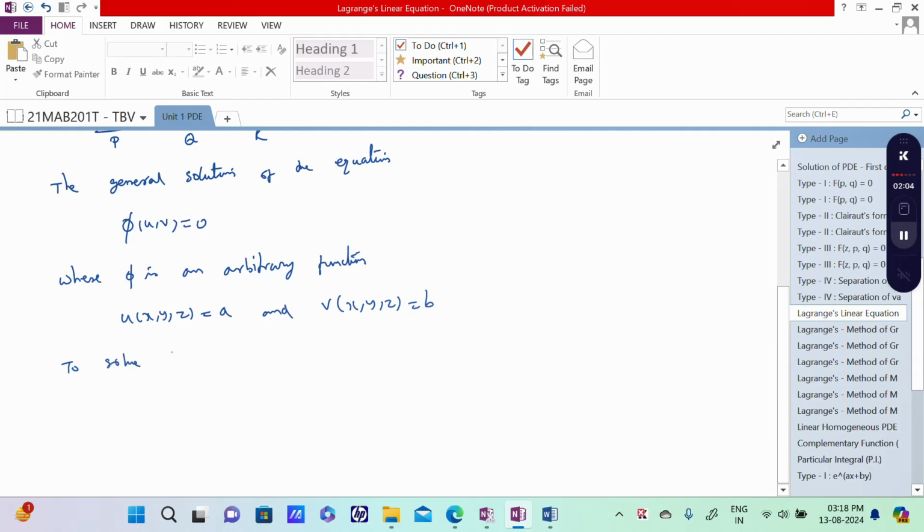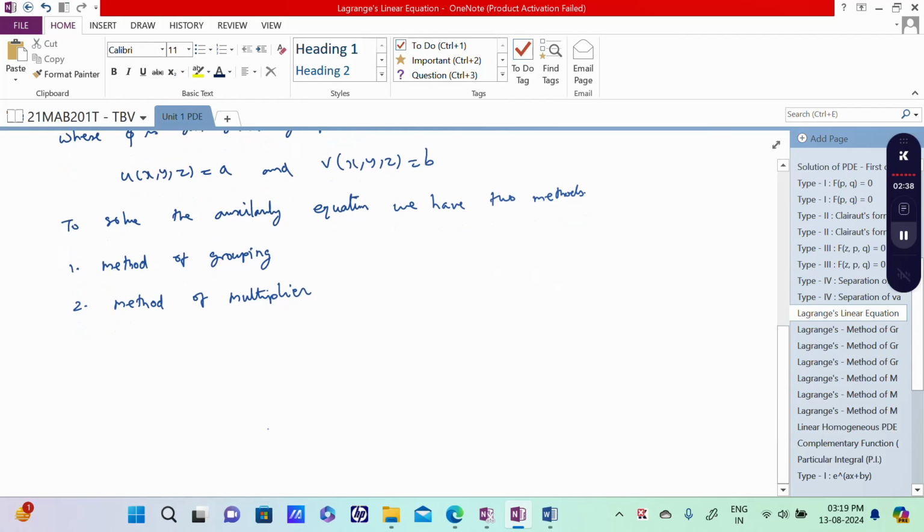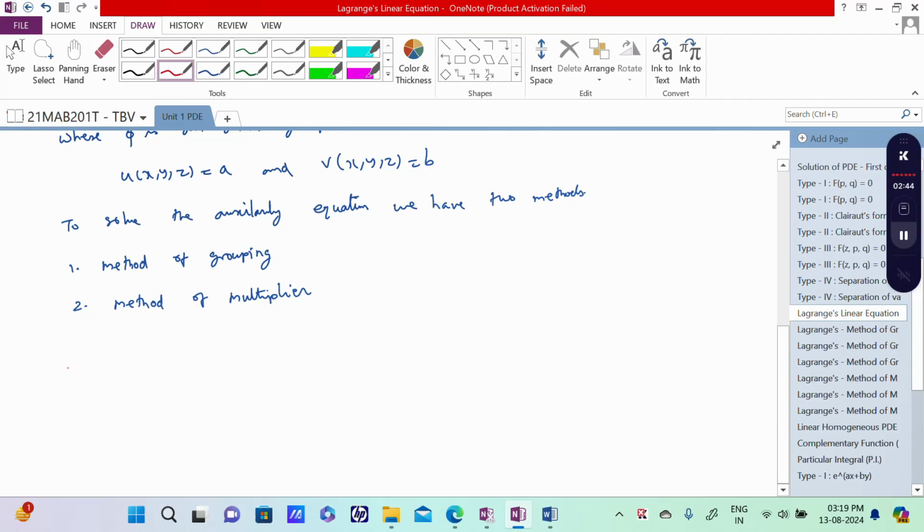To solve the auxiliary equation, we have two methods. One is the method of grouping, and the second one is the method of multiplier. Method of grouping and method of multiplier.